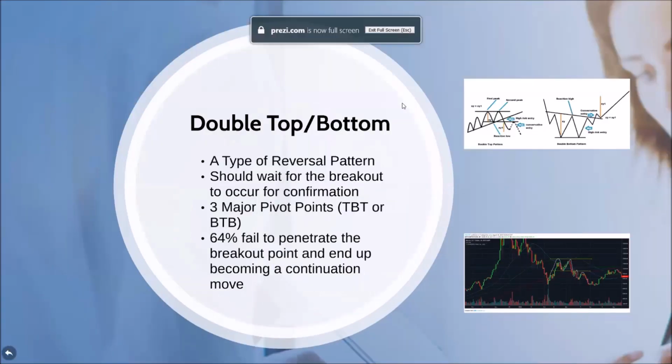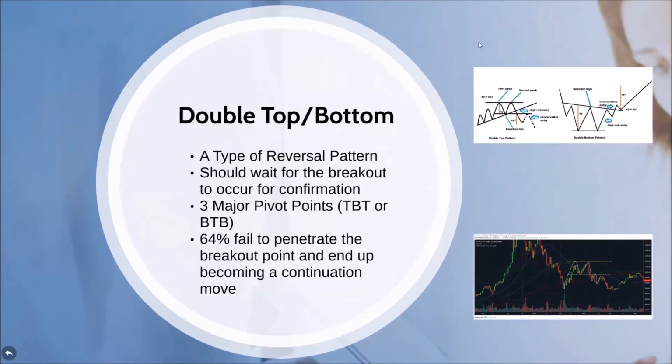So this double top, double bottom is a type of reversal pattern. You should wait for the breakout to occur for confirmation. There's 3 major pivot points, top, bottom, top, or bottom, top, bottom. And 64% of them fail to penetrate the breakout point and end up becoming a continuation move. So that 11% before is if they break out and confirm. This is why it's so important to wait for the break, hook, and go. Because if you try to enter into one of these patterns before they've confirmed, you're going to have a bad time 64% of the time. So that's why we wait for confirmation.